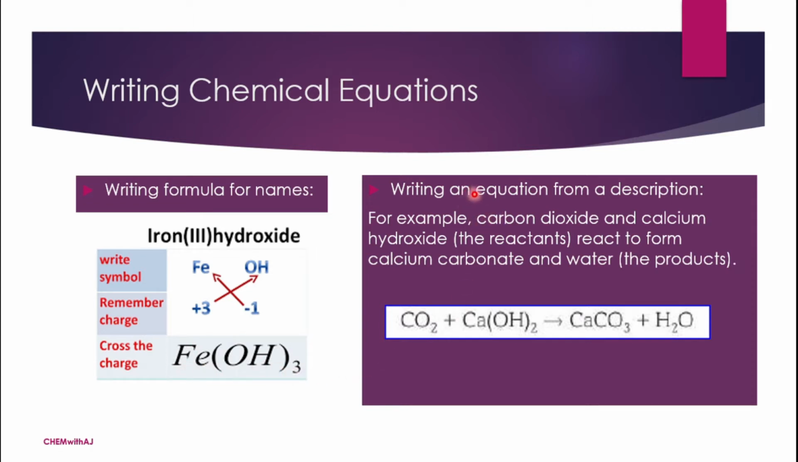Then we have to be able to write an equation from a description. In this example, carbon dioxide gas and calcium hydroxide solution, which are the reactants, react to form calcium carbonate precipitate, which is a solid, and water, which are the products. So here I wrote down carbon dioxide, and then we write the formula for calcium hydroxide the same way we derived the formula for iron 3 hydroxide. Same thing for calcium carbonate, and water is H2O.